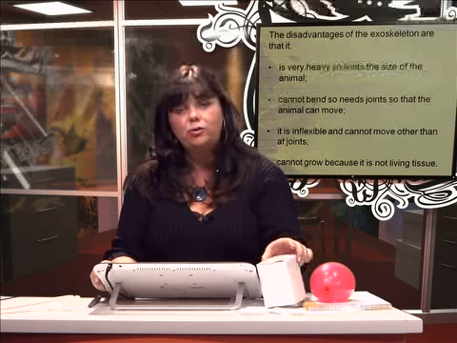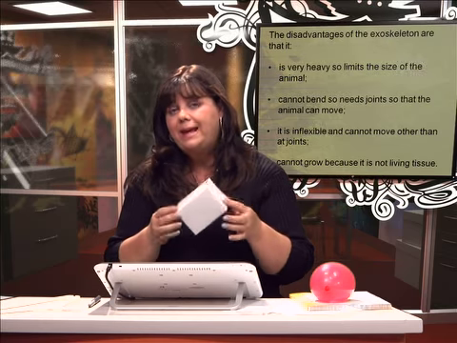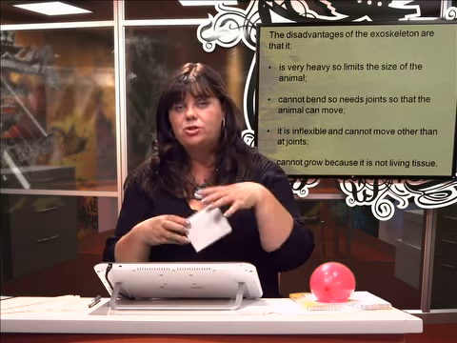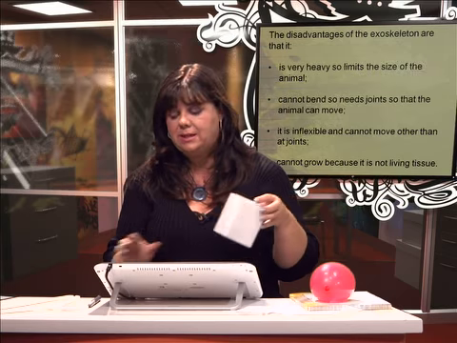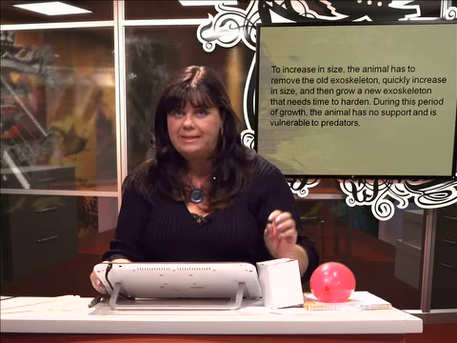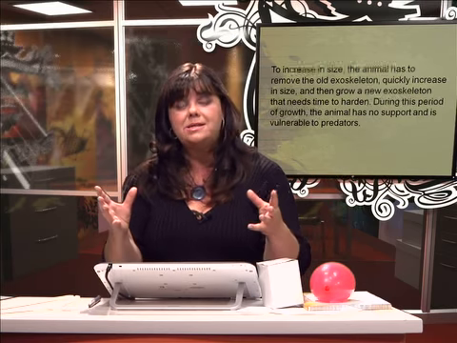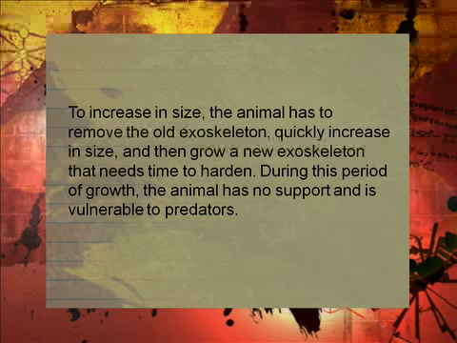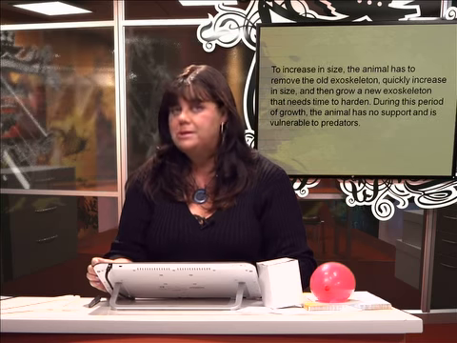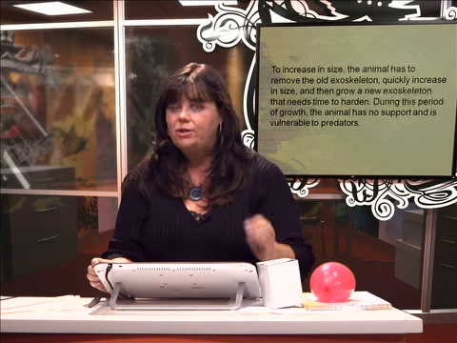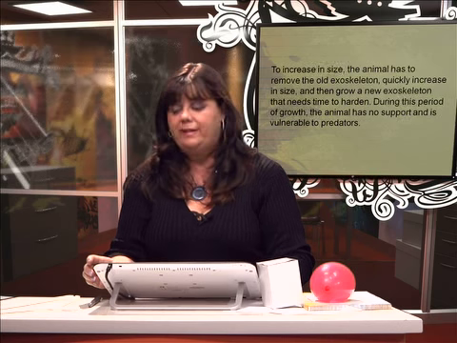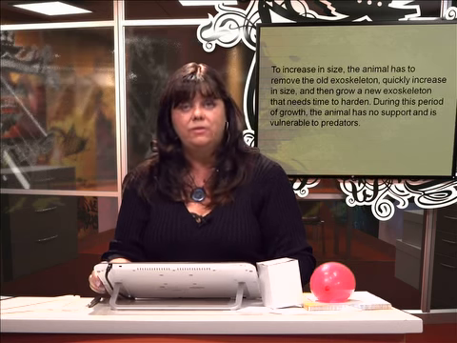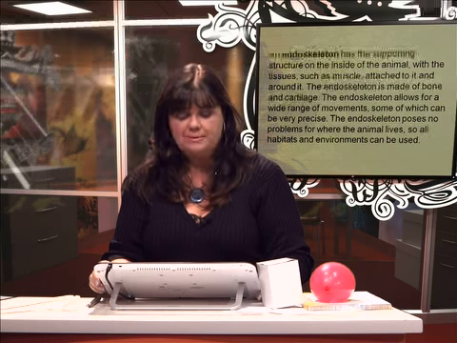And because it cannot grow, it means that every time the animal needs to grow, it needs to discard the exoskeleton in order to increase its size. It discards the exoskeleton, or we say that it molts, and a new exoskeleton then is formed underneath it. But it needs a little bit of time, a few hours, in order to dry and harden, and during that period of growth, the insect or the arthropod is very vulnerable to predators.